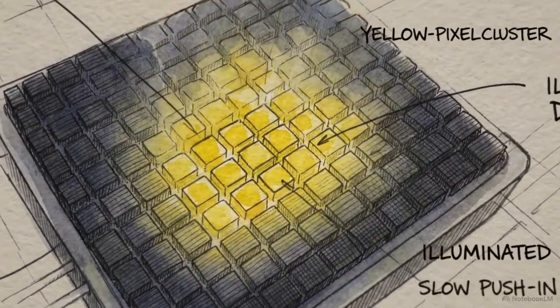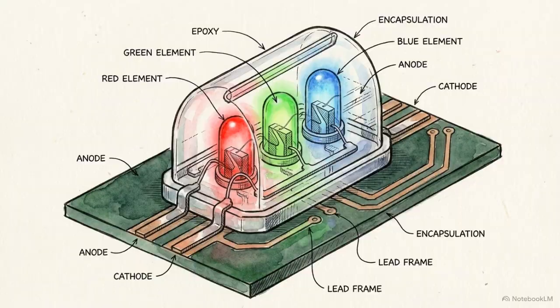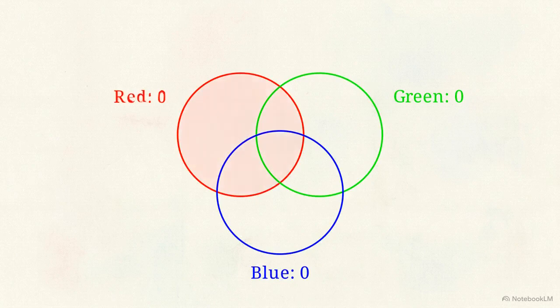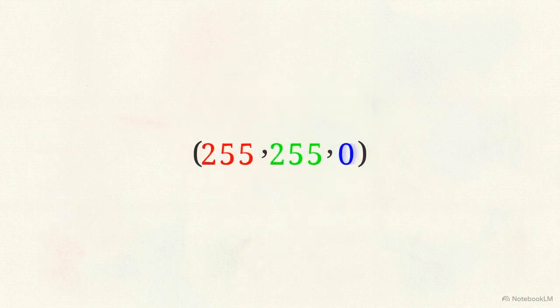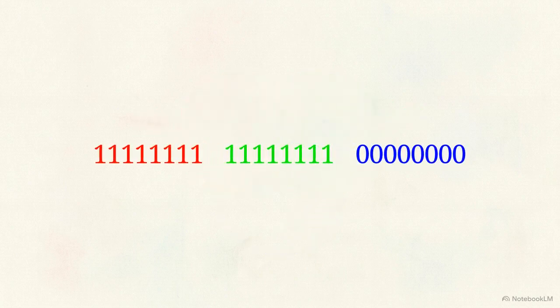Screens use the RGB color model, mixing red, green, and blue light channels. Each channel is controlled by a decimal value between 0 and 255. To produce pure yellow, a pixel sets red to 255, green to 255, and blue to 0. To activate the hardware, these decimals are converted into 3 8-bit binary strings. This 24-bit sequence represents the physical voltage commands for a single pixel.